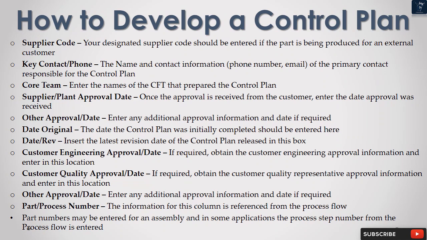Supplier / plant approval date. Once the approval is received from the customer, enter the date approval was received. Other approval / date. Enter any additional approval information and date if required. Date original. The date the control plan was initially completed should be entered here. Date / rev. Insert the latest revision date of the control plan released in this box.